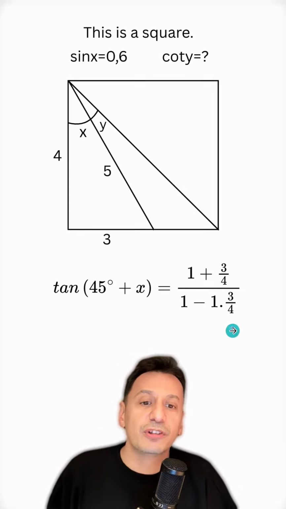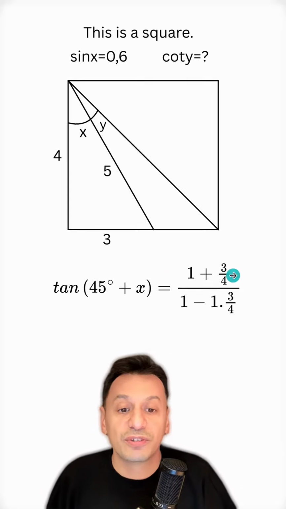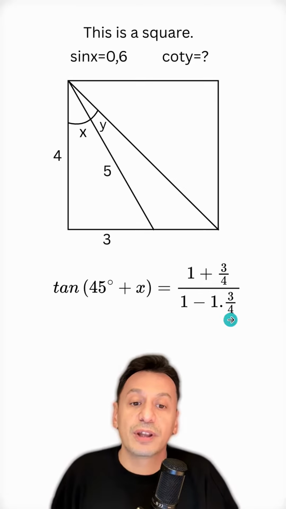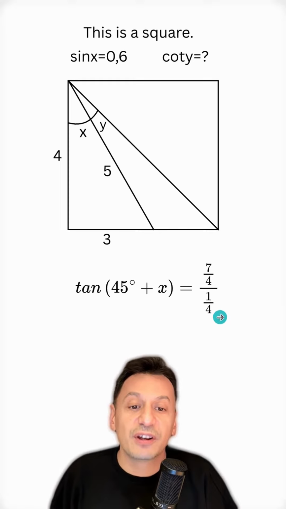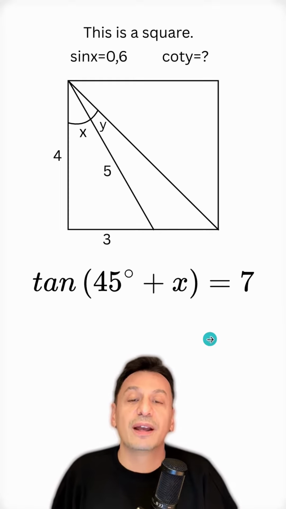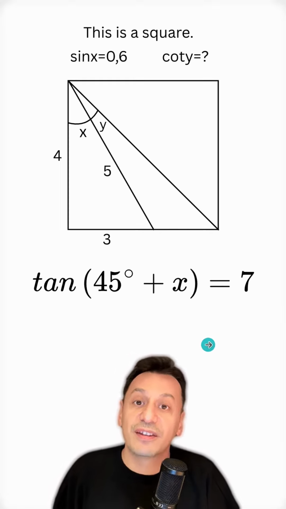Let's do the operations here. When I add 1 and 3/4, it will make 7/4. And when I subtract 3/4 from 1, I will get 1/4. Here, the 4's will cancel each other out. And thus, I will find that tangent of 45 plus x equals 7.